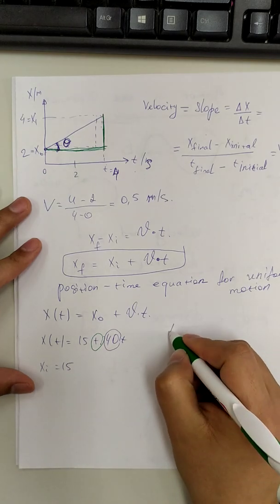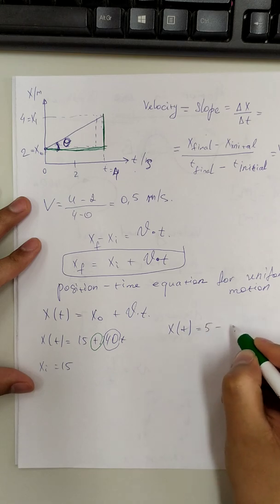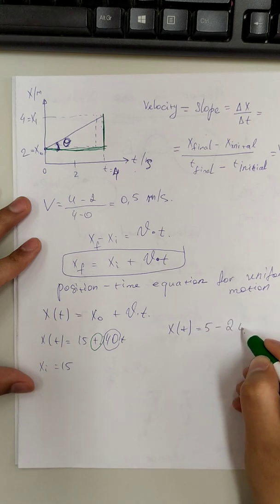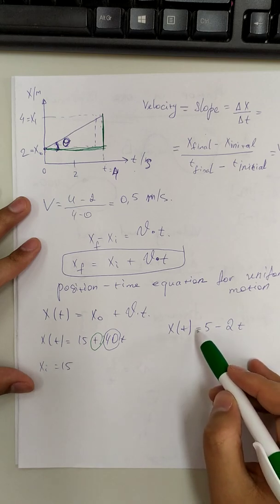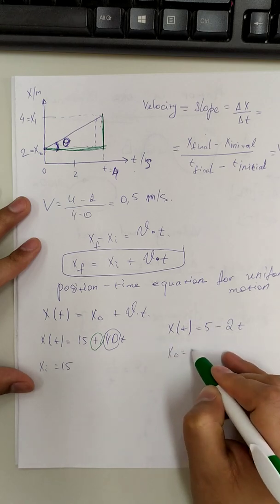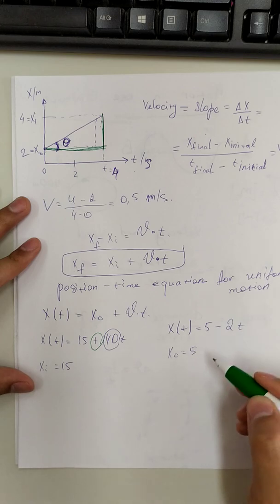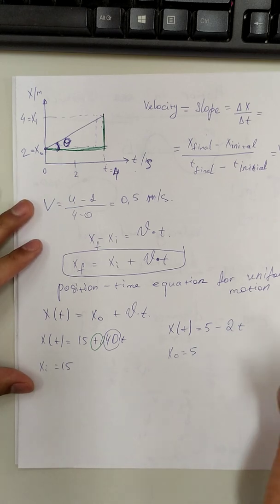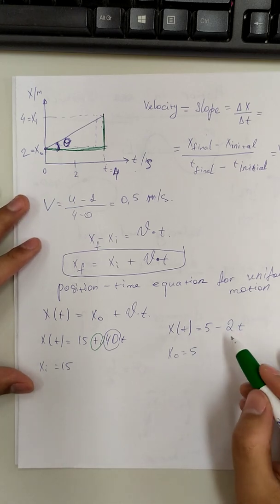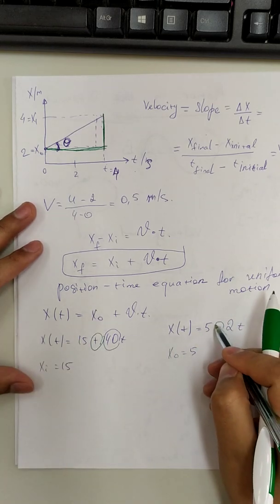Similarly, if you have the equation x equals 5 minus 2t, that means x0 equals 5 meters, the initial position is 5 meters, and the body is moving in the negative direction with velocity 2, because this term is negative.